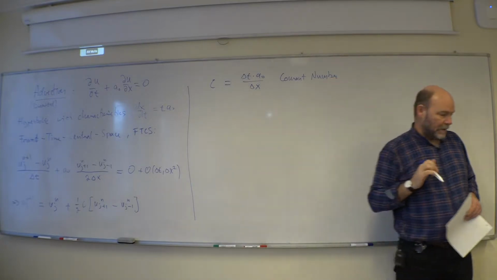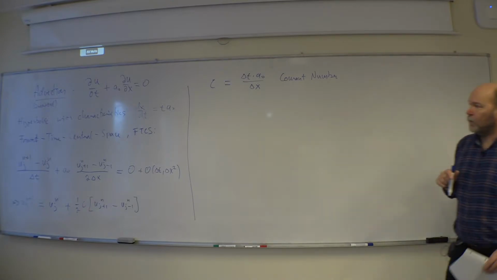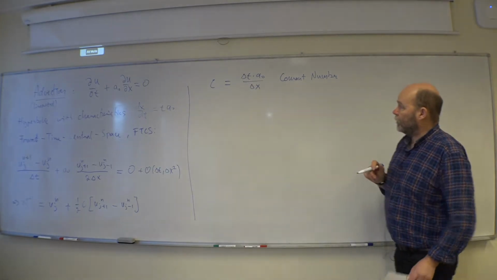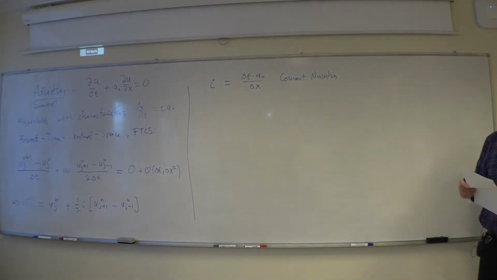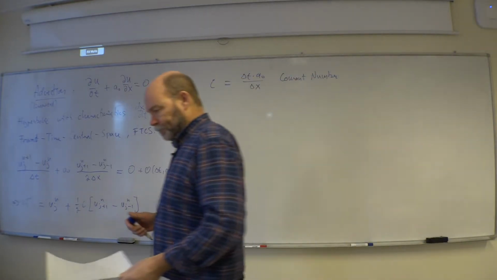It includes delta t, so here I can hope to find a criterion for it. Then that will also include a criterion for delta t. So how big can this Courant number be? How to find it?